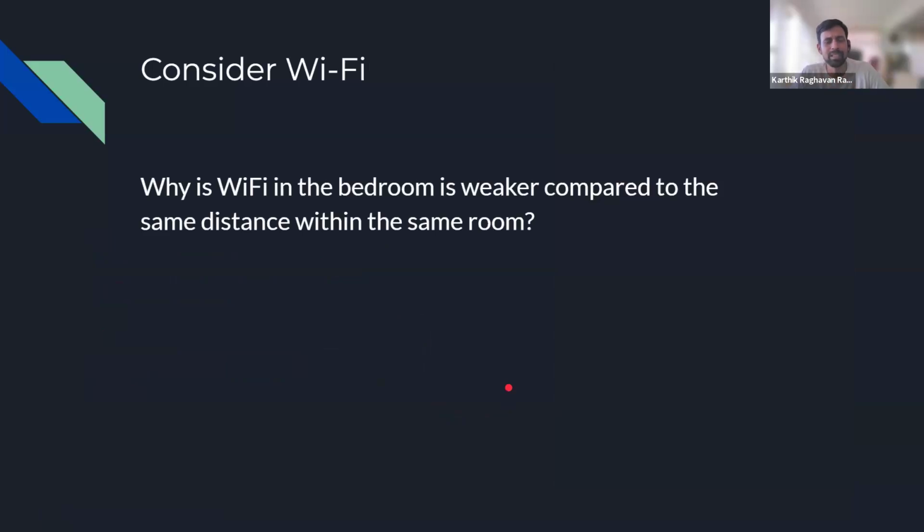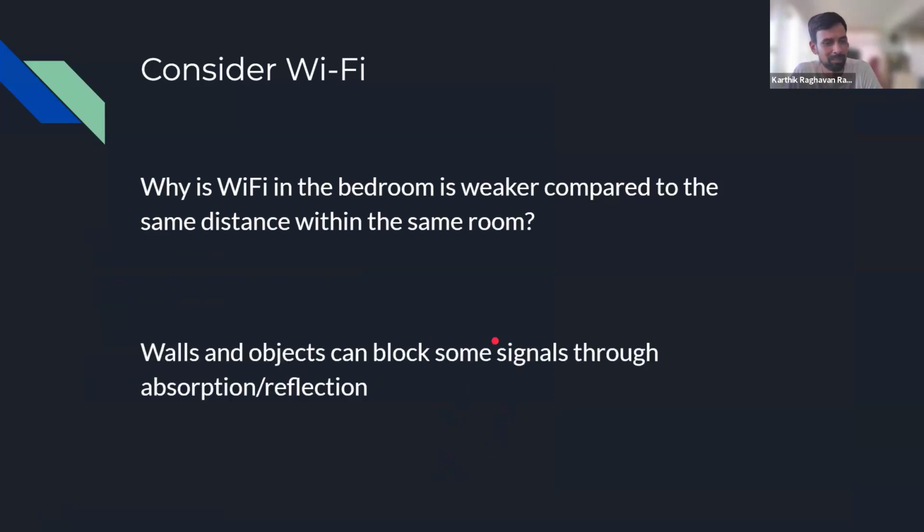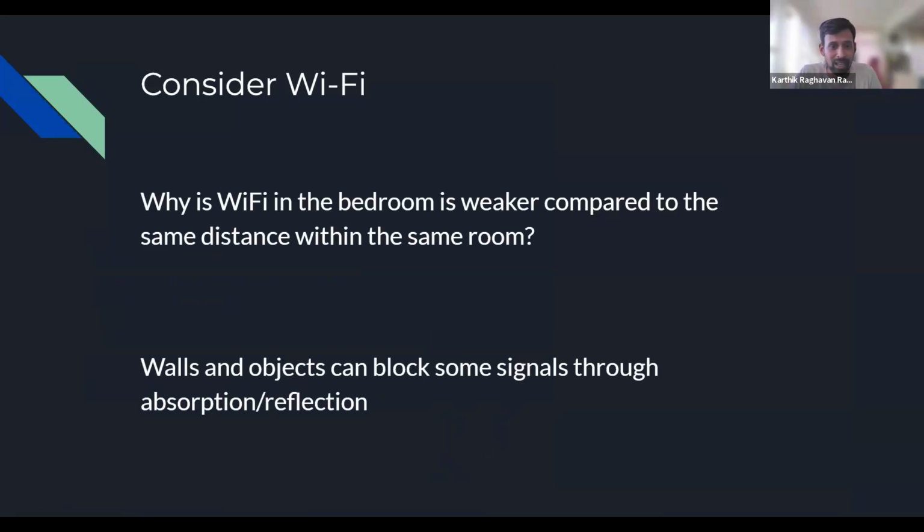Now consider Wi-Fi. Let's say you are 20 steps away from the router in the same room versus 20 steps away from the router, but in a different room. The Wi-Fi signal in a different room will be weaker, if you have thought about it. What is going on? The reason is that walls block waves. That is correct, right? There is some absorption happening, there is some reflection happening.